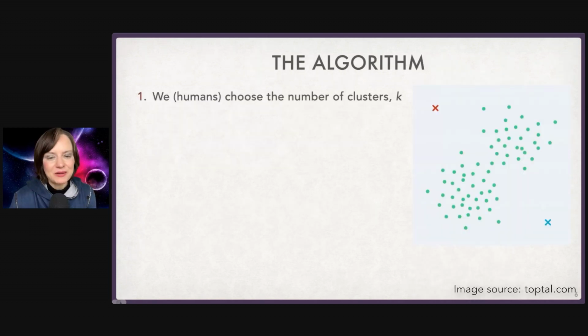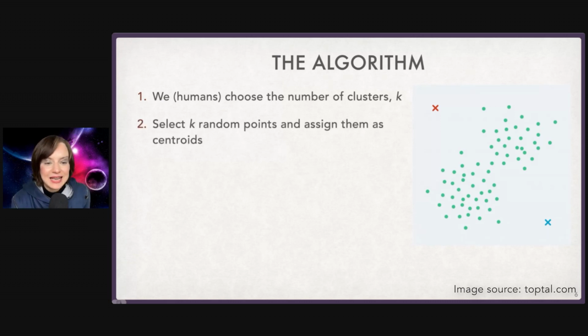So the algorithm works as follows. We humans choose the number of clusters K. How many clusters are we going to choose? I think my data has 2 clusters. I think my customers can be reasonably divided into 3 clusters. I think there are 4 species in my data set. We're making a guess. All right, I'm going to choose the number of clusters K. In this case, I've chosen 2.